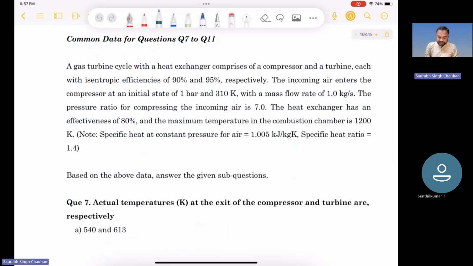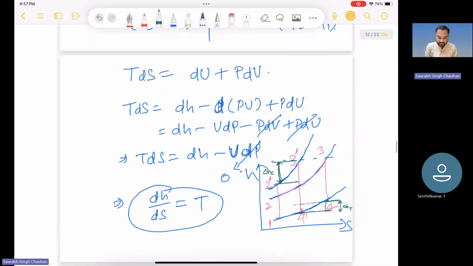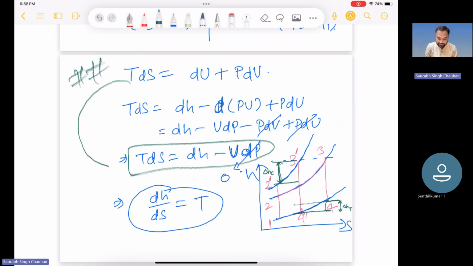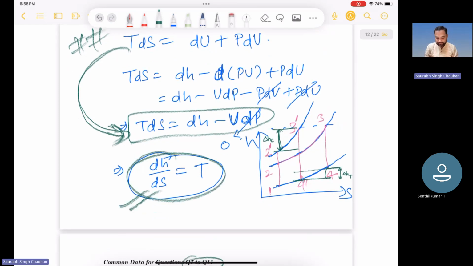So question 7. For question 7 to question number 11, some data is given. But these steps should be clear. And this is most important. TDS relations. I forgot this TDS relation and I reached from this first step to here. So these small formulas from thermodynamics should be handy, so that in case you forget anything, you should be able to derive. This formula you should remember, but if you forget, then you should be able to derive.